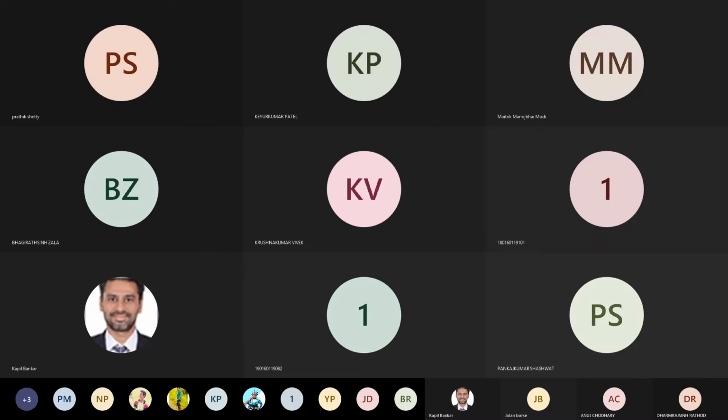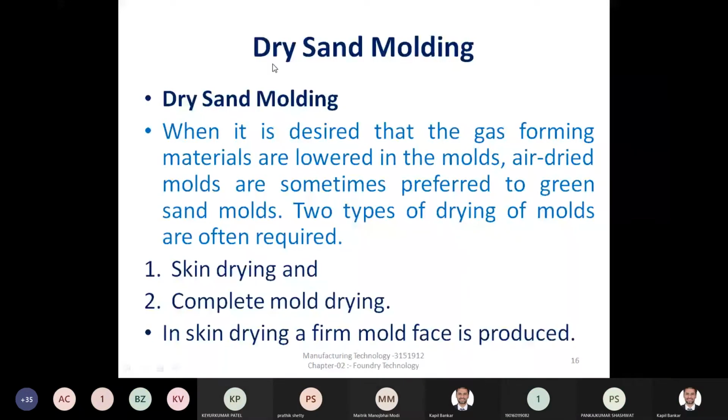Concept, that is dry sand molding. Have you seen my screen? Yes, sir. Dry sand molding. So dry sand is what?